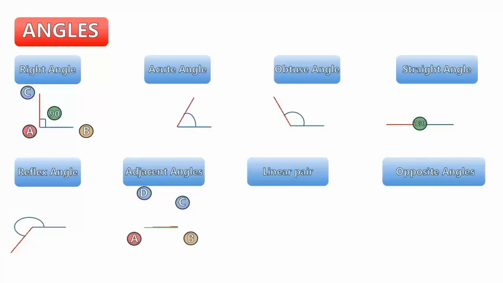Then here's an interesting case. Suppose you have a segment AB, another segment AC, and another segment AD. Angle BAC and angle CAD have the segment AC in common. Therefore, they are called adjacent angles.